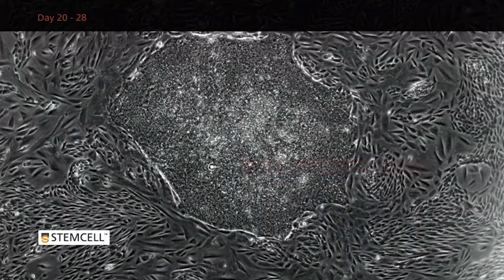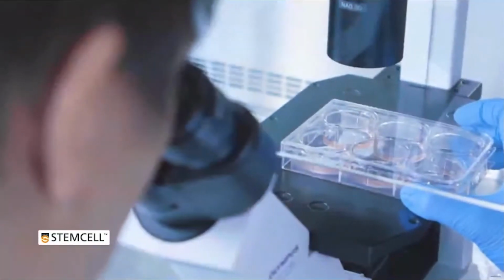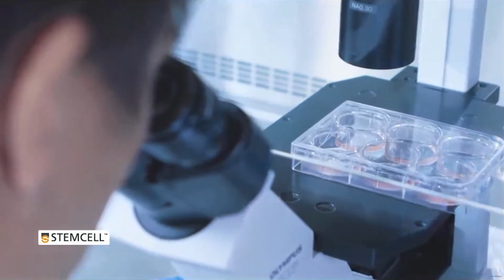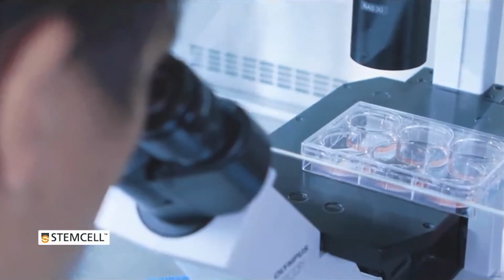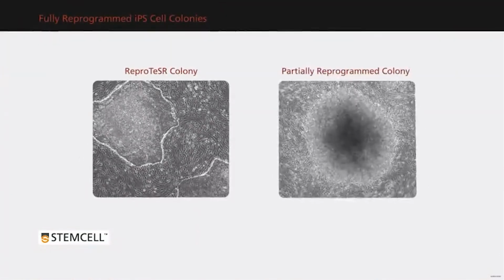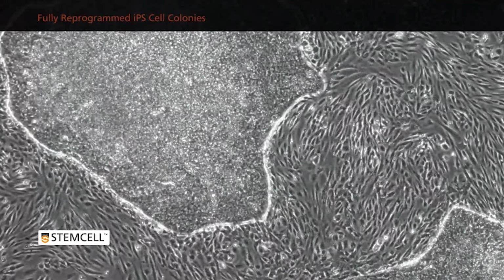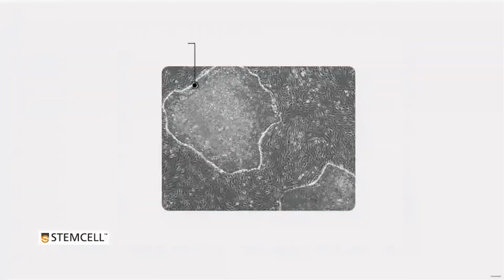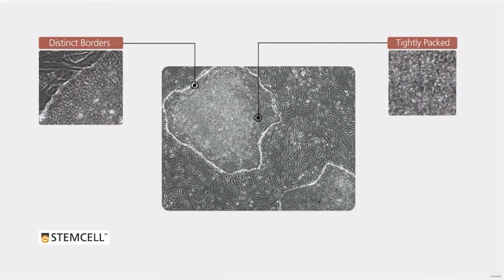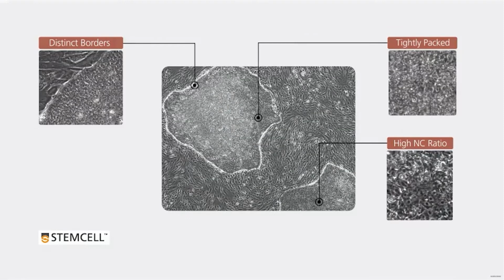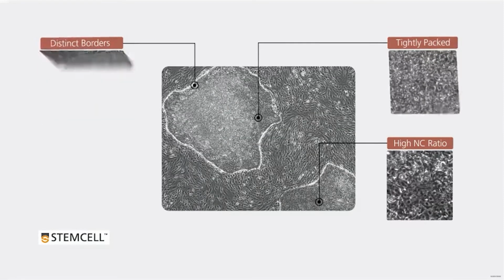In addition to fully reprogrammed iPS cell colonies, differentiated colonies and partially reprogrammed colonies may be present in your cultures. It is important to accurately distinguish between fully and partially reprogrammed iPS cell colonies to ensure successful selection and clonal expansion of the selected clones. Fully reprogrammed iPS cell colonies generated with ReproRNA and ReproTeaser will display the morphological characteristics of embryonic stem cell colonies. That is, they should have distinct borders. Cells should be tightly packed with prominent nucleoli and have a high nuclear to cytoplasmic ratio.